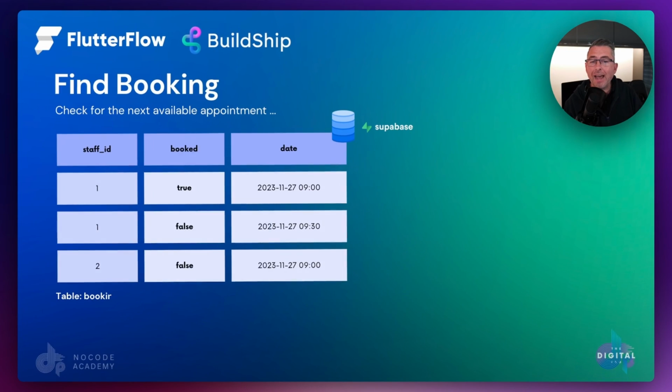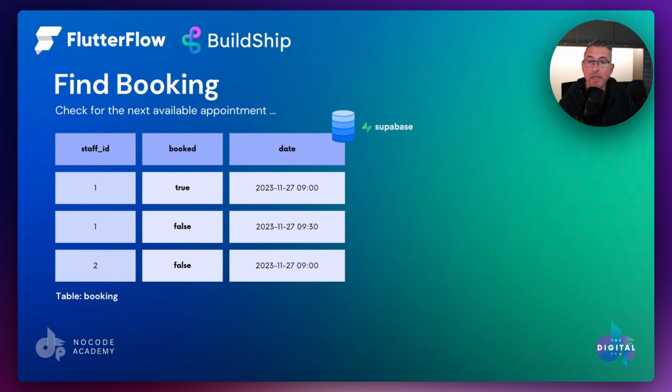Okay, so let's have a look at the table that we're going to be checking against inside our workflow. You can see here, this is just a simple representation of the table. It's called booking inside my Supabase database. You can see I've got a staff ID, I've got a Boolean column called booked, and I've got a date column as well, which represents all of the future dates that my stylists are available to be booked. Now in my database table, I have a number of rows that contain all of the future dates and times that each staff member is available.